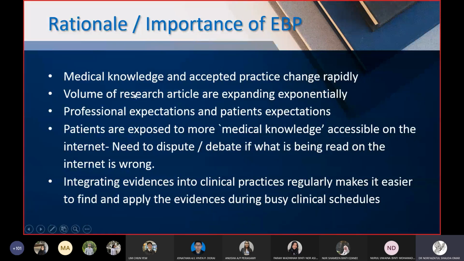Okay, this is also the same. Patients are more knowledgeable. You need to dispute or debate if what's being read on the internet is wrong. Okay, I've mentioned that. And then integrating evidence into clinical practice regularly makes it easier to find and apply the evidence during busy clinical schedules. So when you are already well versed with all this research and knowledge, at first it might be difficult, but as you practice it, it becomes useful and easier for you during your busy schedules.